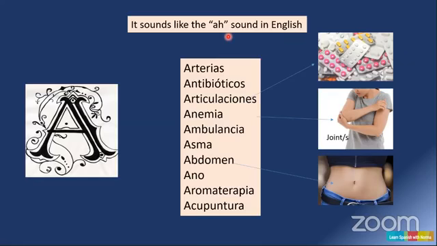Let's learn some vocabulary with this letter. Arterias, the arteries. Antibióticos. Articulaciones means joints. Anemia, ambulancia, asthma, abdomen, it is the belly, all the belly is abdomen, ano, aromaterapia, acupuntura.